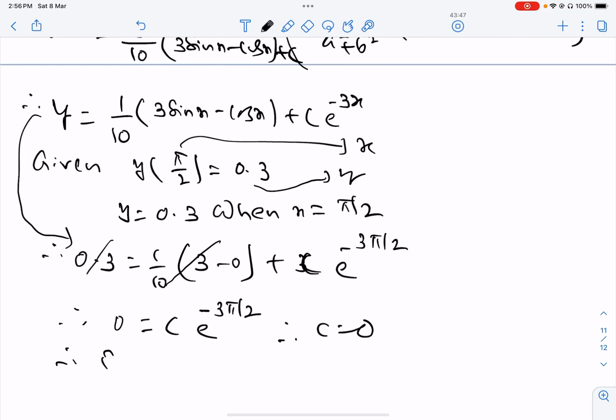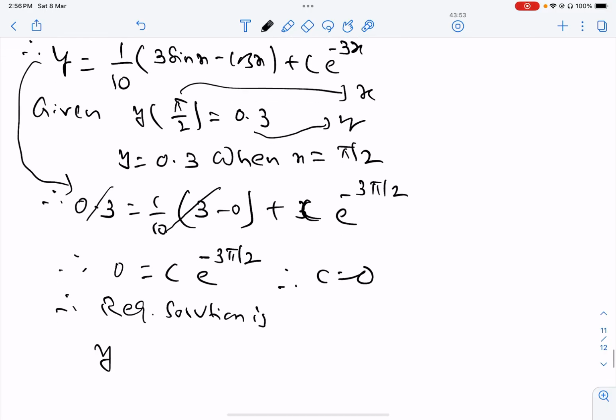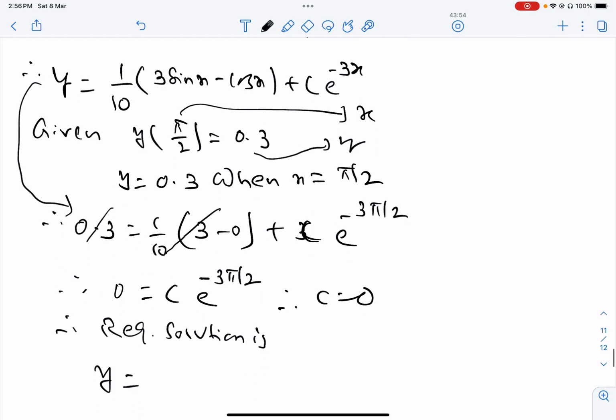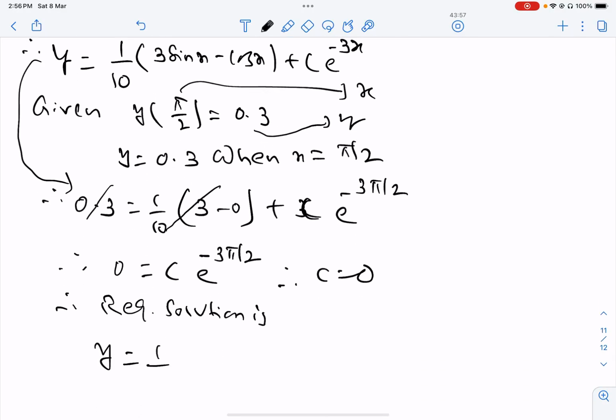And therefore the required solution is y equal to 1 by 10, 3 sin x minus cosine x. Fine. Next.